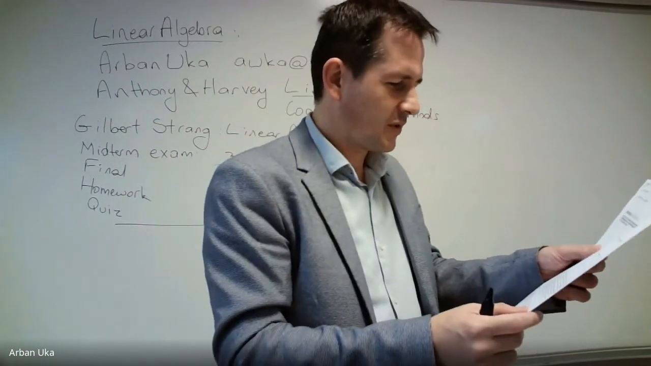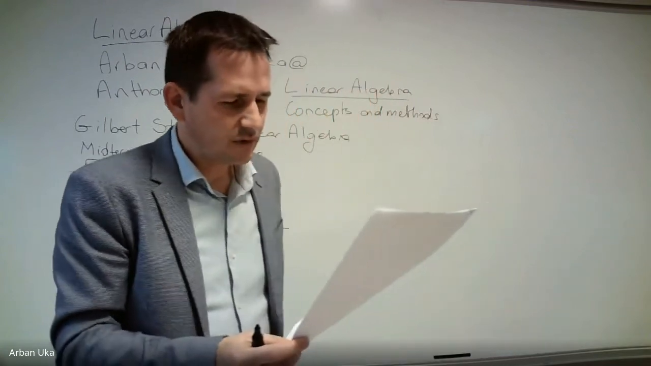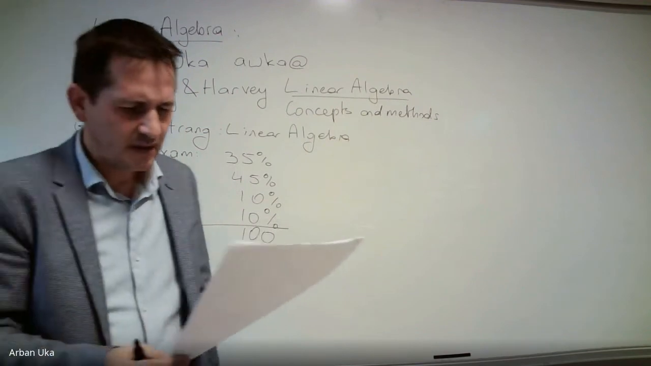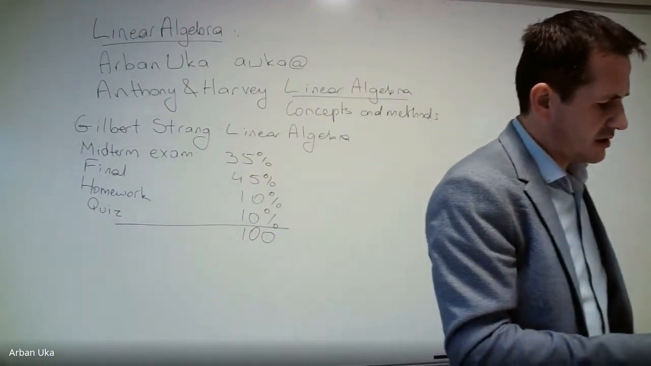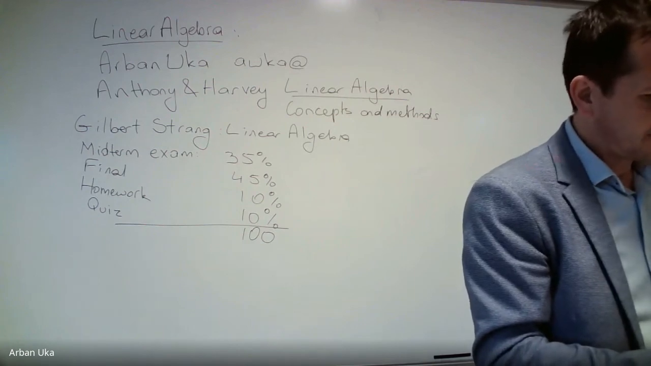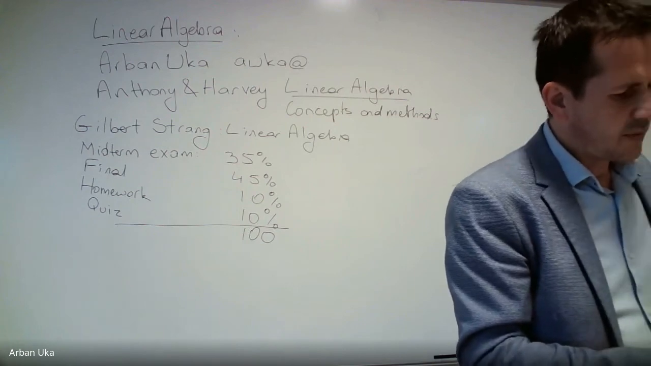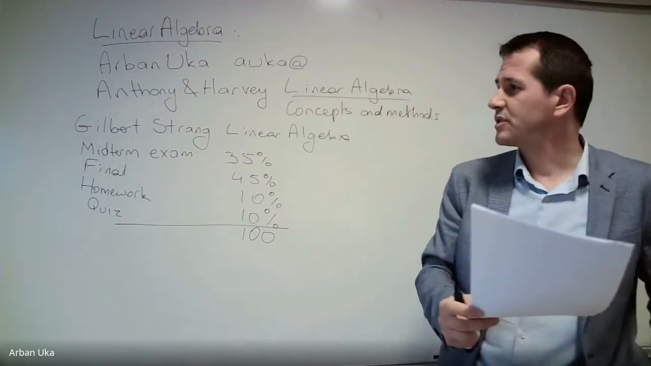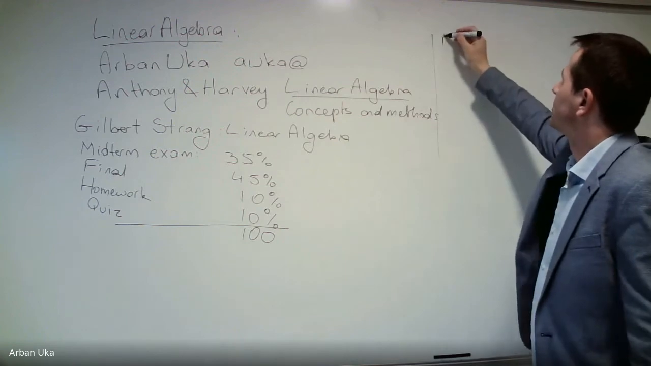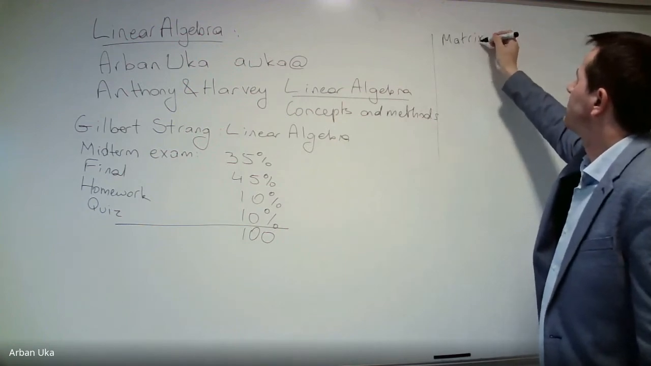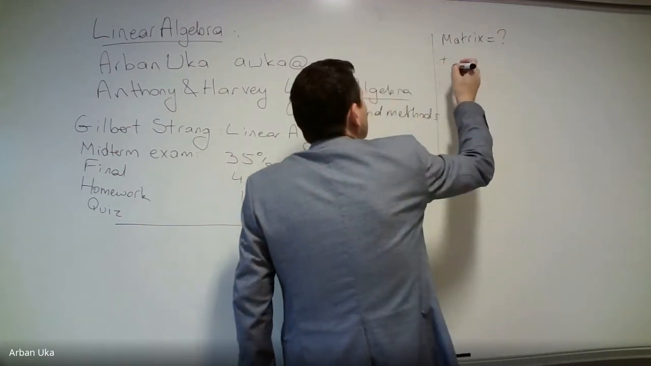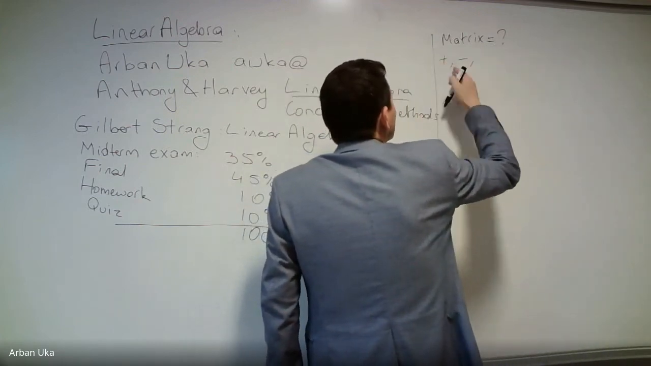Okay, so initially we'll start with discussing the matrices, the definition of a matrix, the basic operations such as addition, scalar multiplication, matrix multiplication, and then we'll talk about the elementary row operations. So initially we're going to define what is a matrix. Okay, so what is a matrix? Then we'll start to do addition, subtraction, operation of two matrices.